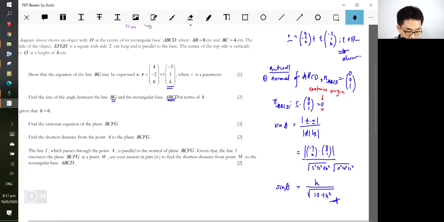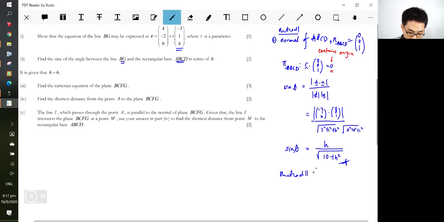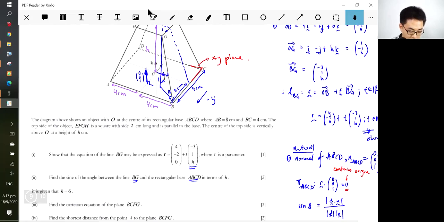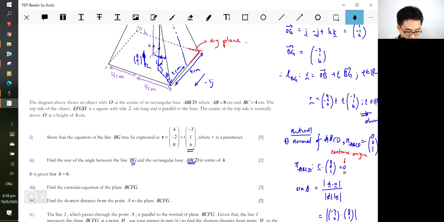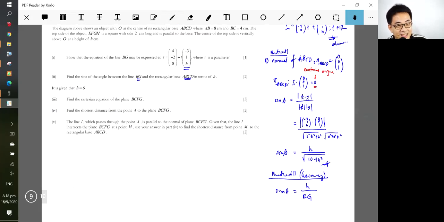Now method 2 will be just using trigonometry. So method 2 is just geometry. Essentially, if you want to find sine theta, you just remember this one is like that. You use sine theta. If you can visualize it, it's good. Sine theta is here. So essentially, sine theta is equal to height over BG. This is much faster. So you use geometry if you can visualize, like your EMF stuff, right?